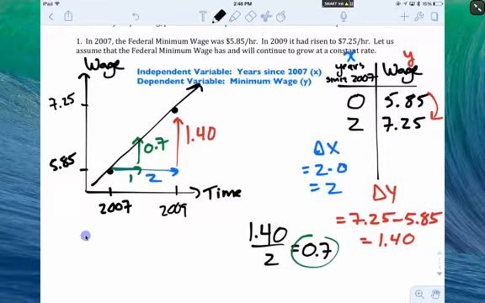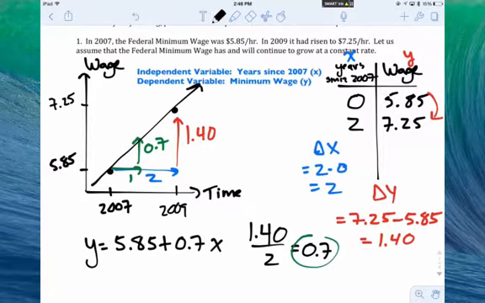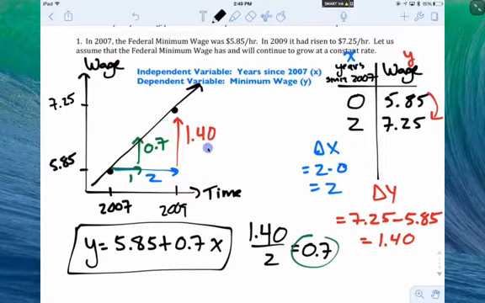And I would say that the minimum wage, y, well, it started at $5.85 an hour, and it increased at a rate of 70 cents a year every year. And note that when I say that it starts at $5.85 an hour, that's when x is equal to 0. That means in 2007. So boom, we're done. That's our equation, and we can use it to do some predictions, right? You tell me some year, I'll figure out how many years after 2007 it is, I'll substitute it in here, figure out the minimum wage.